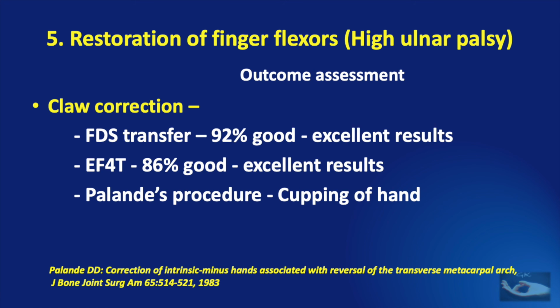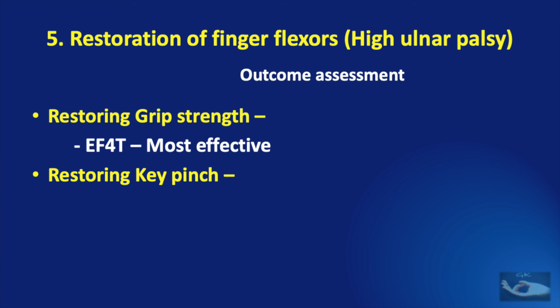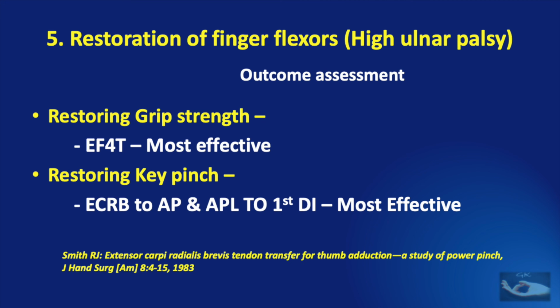The Palandes transfer is shown to be efficient in cupping the hand, and as far as restoration of grip strength is concerned, EF40 procedure has been shown to be the most effective, and in restoration of key pinch between the thumb and index, the extensor carpi radialis brevis transfer to the adductor pollicis and slip of the abductor pollicis longus to the first dorsal interosseous have been shown to be the most effective.